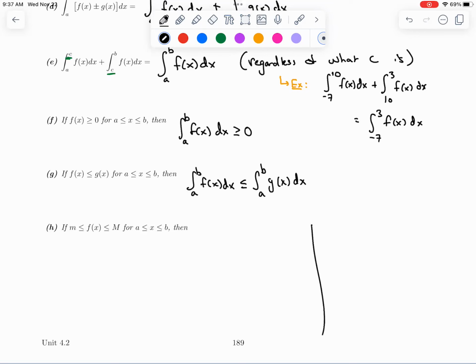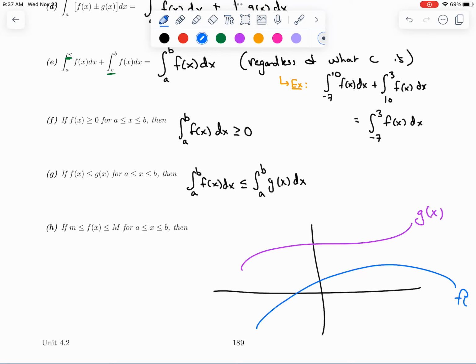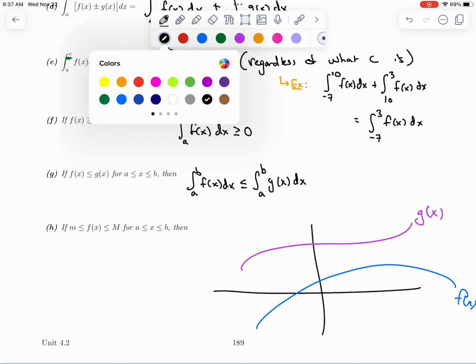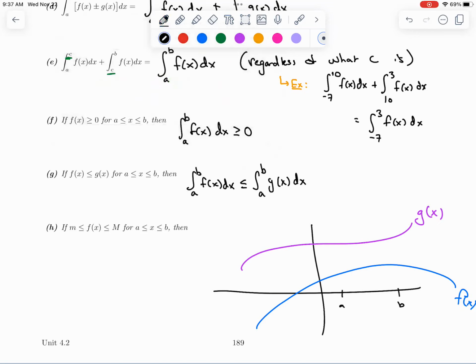To visualize this a little bit, here's g of x, and here's f of x, and here's a and b. G of x is this whole thing, whereas f of x is just the tiny part. So it's a much bigger area. The purple area is much bigger. So if your function is smaller than another function, then its definite integral will be smaller than the other one's definite integral.